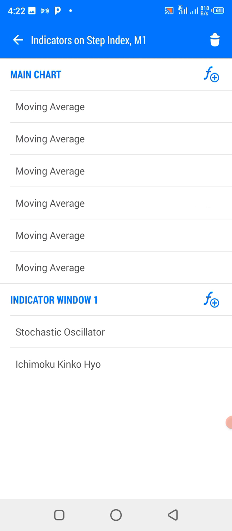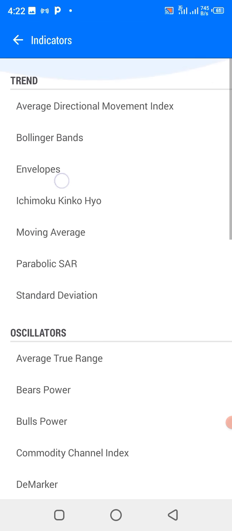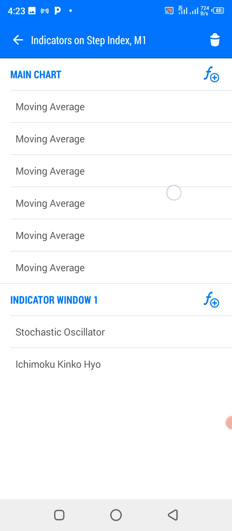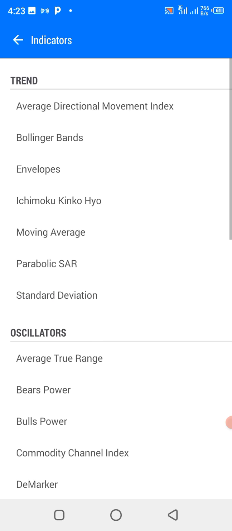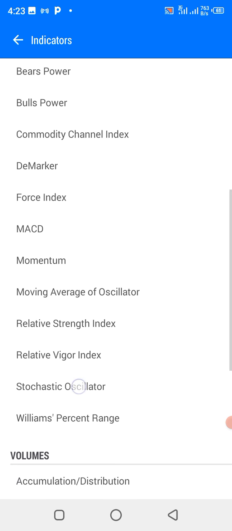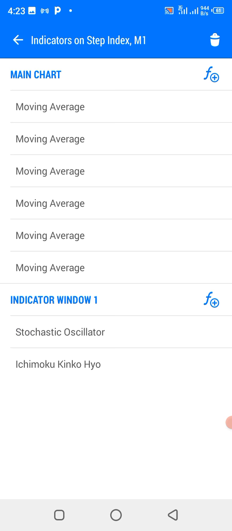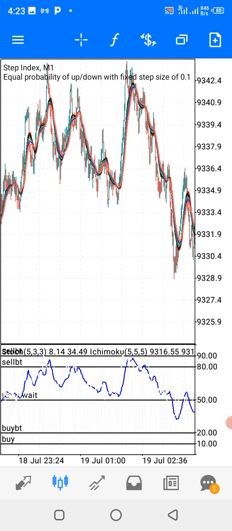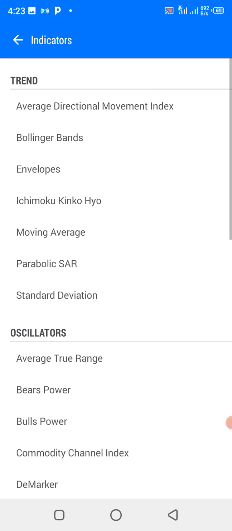If you are trying to get moving average, when you click on this main chart, this is where you can see moving average. Okay, so if you are looking for a stochastic oscillator, if you go to F, this is where you can see stochastic oscillator. Under oscillators, you will see it here. And Ichimoku, I've said that Ichimoku you can see under trend. If you click the main chart, it's under the trend, see it here.